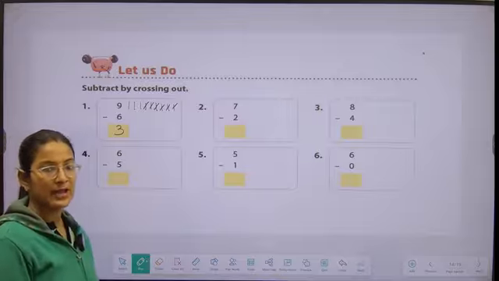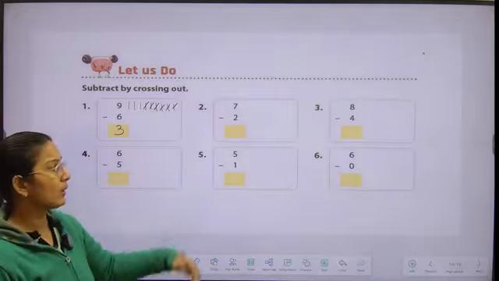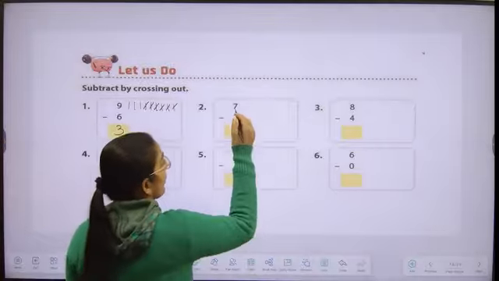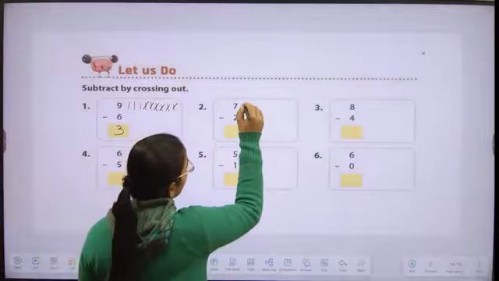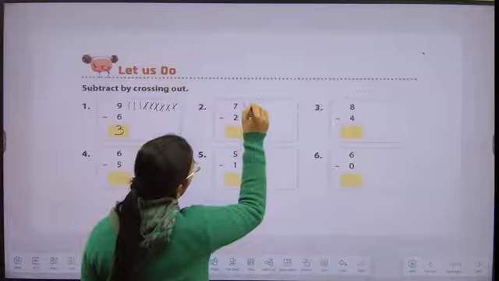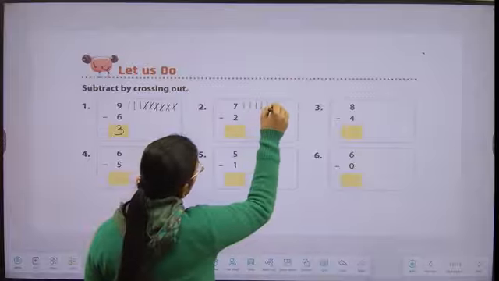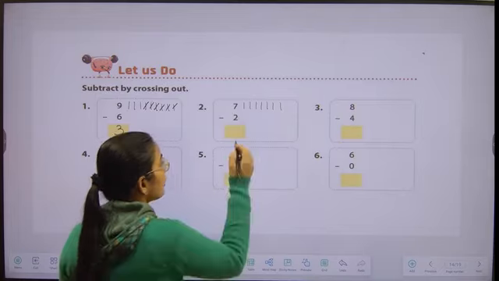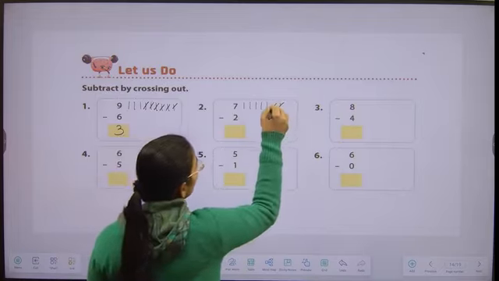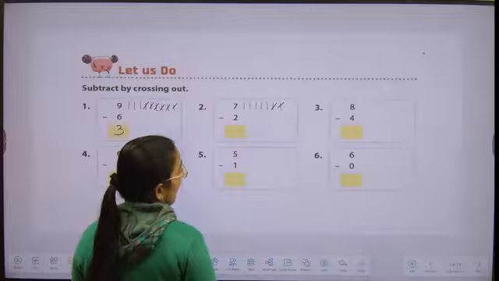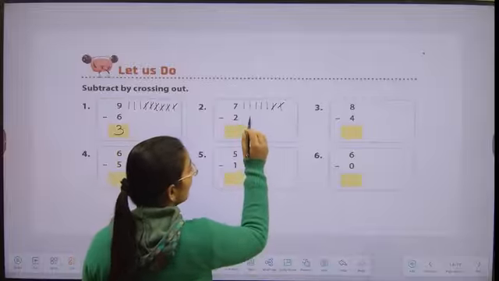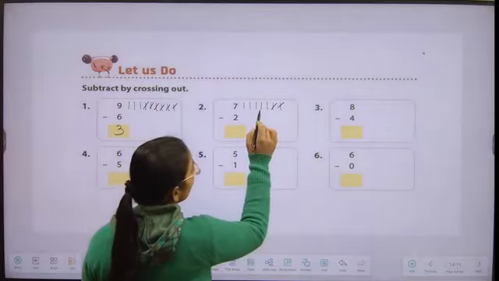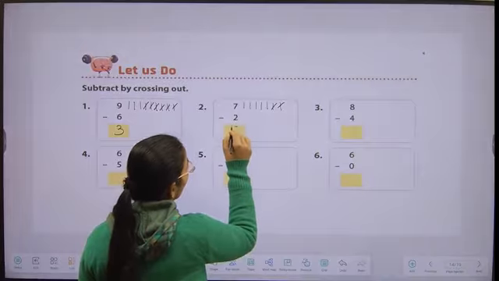Everyone is understanding? Let's do the second one. Now we have to draw 7 lines. Let's do 1, 2, 3, 4, 5, 6, 7. Out of these 7 lines, we have to cross 2 lines. 1, 2, just like this. After crossing 2 lines, count the remaining ones. 1, 2, 3, 4, 5. So we have to write 5.